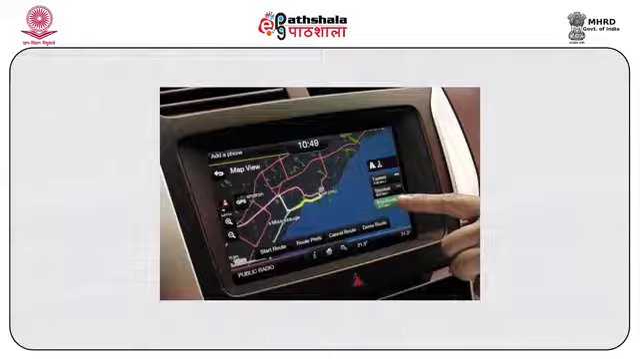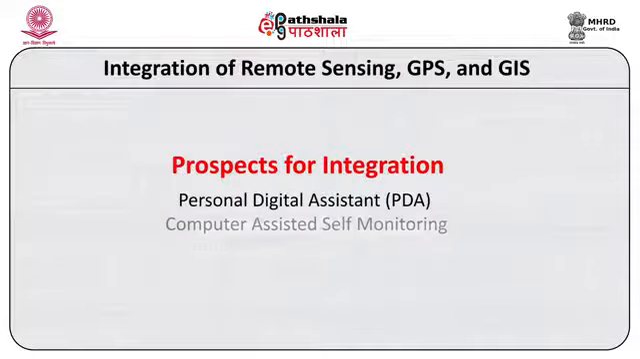Another example of PDA is computer assisted self monitoring, in which the PDA is used to capture vehicle based daily information. That is, information about the start time, journey duration and vehicle position in terms of latitude and longitude are collected automatically at frequent intervals.